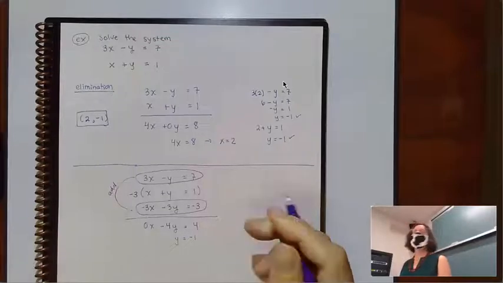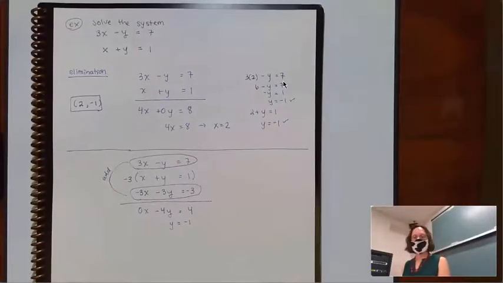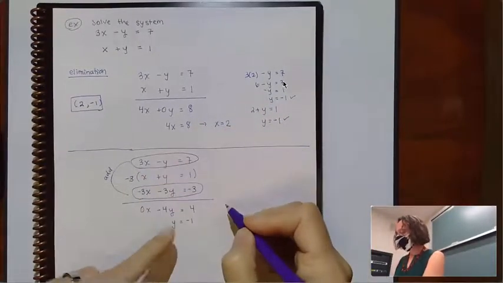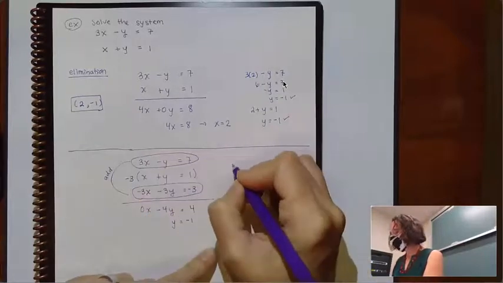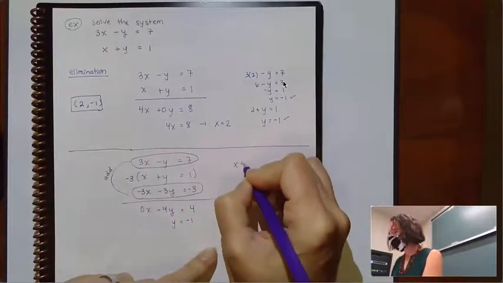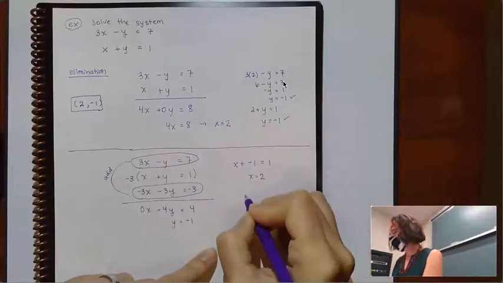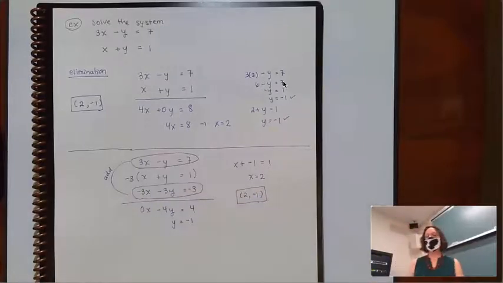It doesn't matter which one I plug that into. I should get the same value of 2 for x. If I take the second row, x plus negative y is equal to 1, with y equal to negative 1, x is equal to 2. I get the same answer, and that's always going to be true. It does not matter which one you eliminate. We're always going to get the same answer.